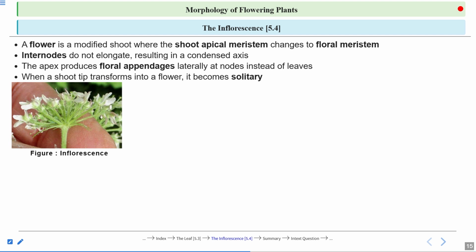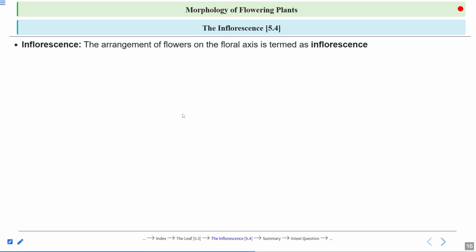So this is an inflorescence. Inflorescence is just the cluster of flowers. Now inflorescence is the arrangement of flowers on the floral axis. Clear? So this is a simple definition of inflorescence. It is the cluster of flowers, or you can also say this is the arrangement of flowers on the floral axis.